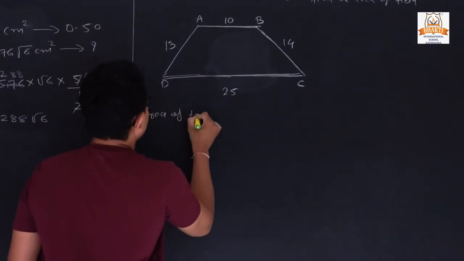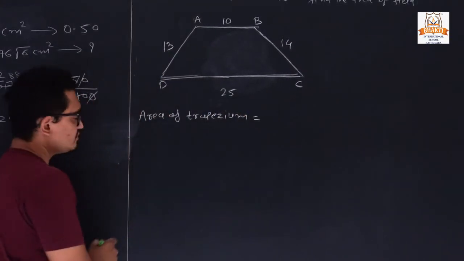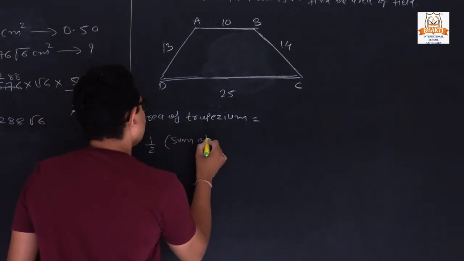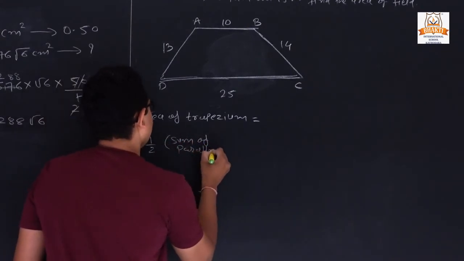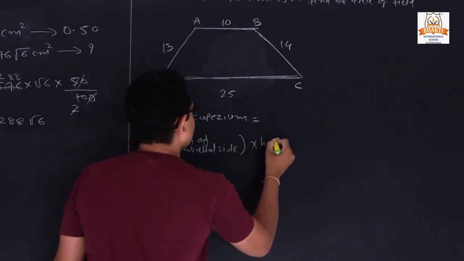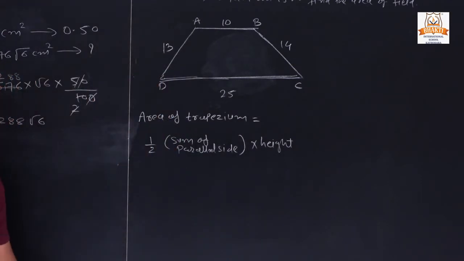Area of trapezium is equal to 1 by 2 into sum of parallel sides into height. So this is the formula for the area of a trapezium, which we already learned in standard 8.